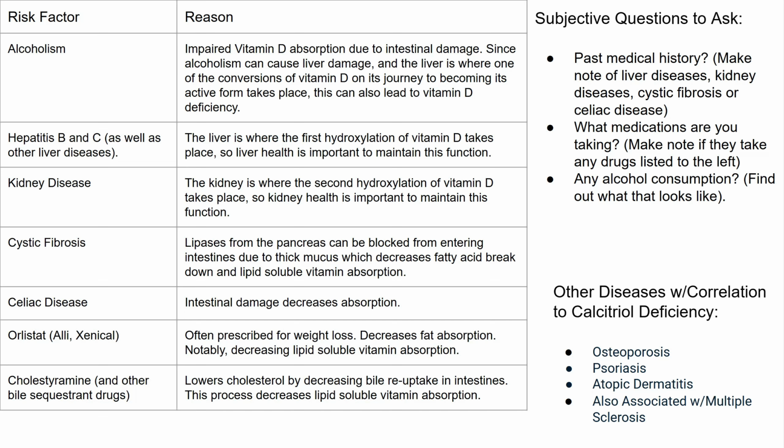Cholestyramine and other bile sequestrants lower cholesterol by decreasing bile reuptake in the intestines. This process decreases lipid soluble vitamins. Some subjective questions to ask would be about past medical history, and you should make note of liver diseases, kidney diseases, cystic fibrosis, and celiac disease. Ask them what medications they're taking. Make note of orlistat and cholestyramine and other bile sequestrants. Ask about any alcohol consumption, and of course, find out what that looks like. Diseases that individuals can be at greater risk for with vitamin D deficiency are osteoporosis, psoriasis, atopic dermatitis, and multiple sclerosis.